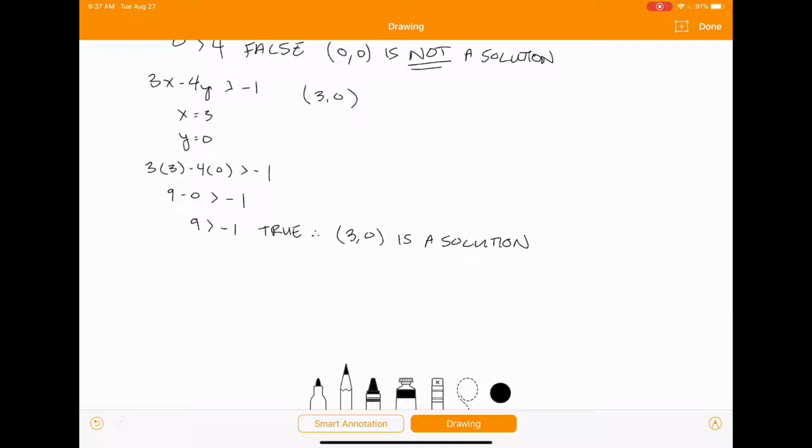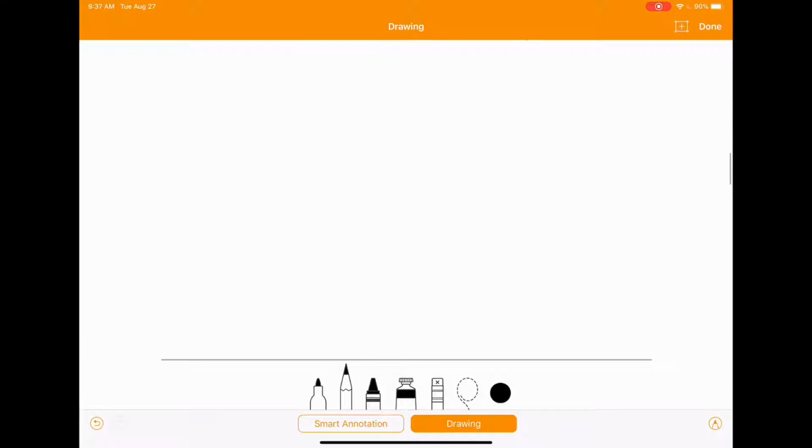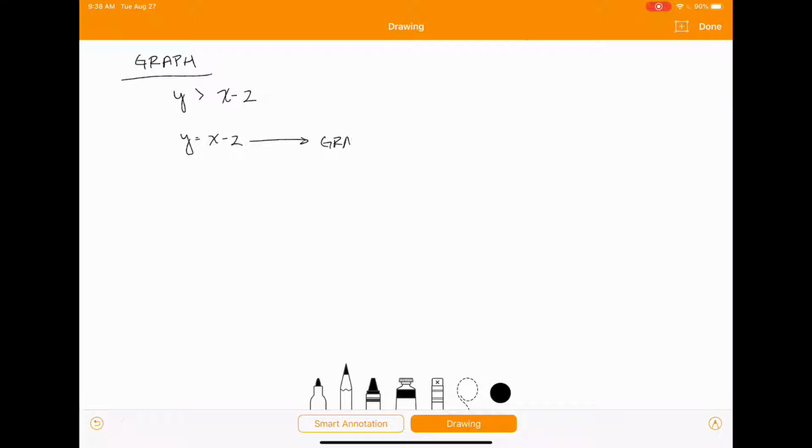Now, that would be really tedious to go through every single point on a coordinate plane to determine if it's a solution or not. So a better way to determine solutions to an inequality is to graph your inequalities. All right? So if you've got this inequality, y is greater than x minus 2, and you want to figure out the solutions to this inequality, we're going to go ahead and graph this inequality and learn how to graph this inequality. So the first thing you want to do is you just want to treat this like any regular line. So you're going to go ahead and graph this line right here.